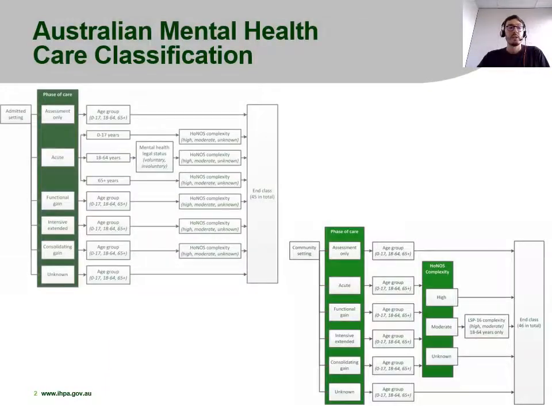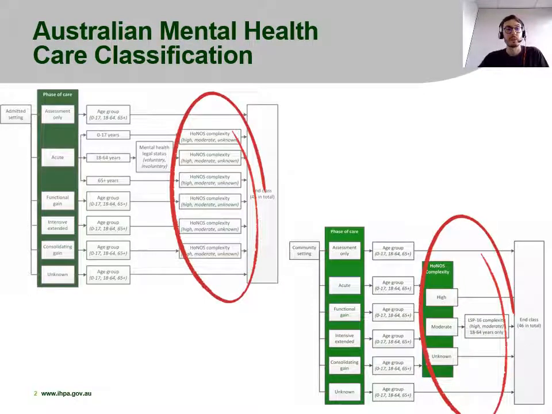Comparatively, the Australian Mental Health Care Classification was released in 2016 and is a clinically relevant classification that better explains resource consumption at the consumer level. The Australian Mental Health Care Classification has 6 major splitting variables. The first 3 are categorical variables, which are setting, phase, and age, and the remaining 3 variables are complexity variables, which are mental health legal status, health of the nation outcome scales, and LSP.